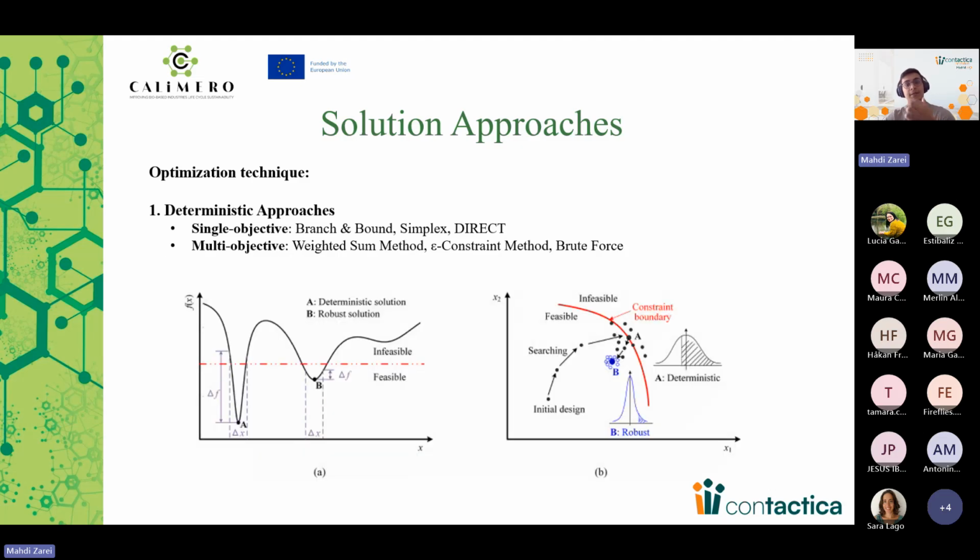In the deterministic approach, depending on the number of objectives, we use different methods. For single objective problems, we use classic algorithms like simplex, branch and bound, and DIRECT. They work well when there is just one goal. But with multiple objectives, we need a special strategy to handle the trade-off solutions. The three common deterministic methods, as you can see here, are weighted sum method, epsilon constraints, and brute force. Since we are focusing on multi-objective problems, we will take a closer look at these methods in the next few slides. They are very simple and efficient, but they have some limitations, which we'll see in the further slides.